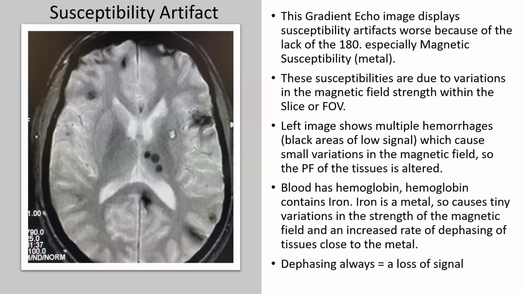Well, because there's no 180 and you've got blood that has hemoglobin. Hemoglobin contains iron, which is a metal. So the little magnetic fields right around where that blood is changed. And when you change the magnetic field, what do you always do? You change the precessional frequency. So you get these little areas of signal loss. You cause increased dephasing because the iron changes the field and it makes the tissues dephase quickly.